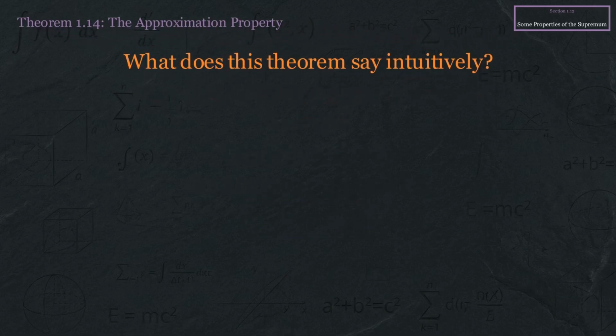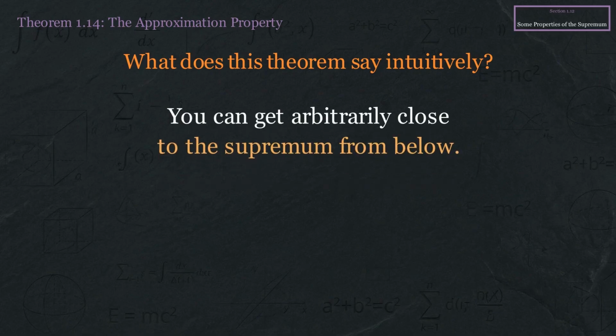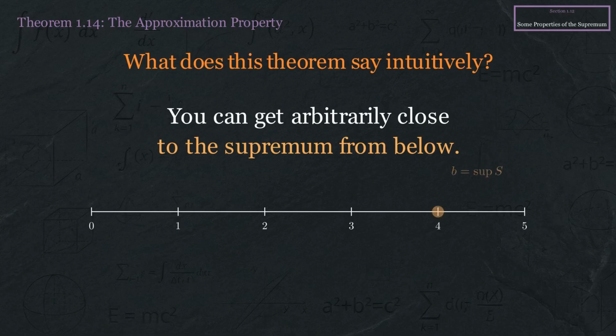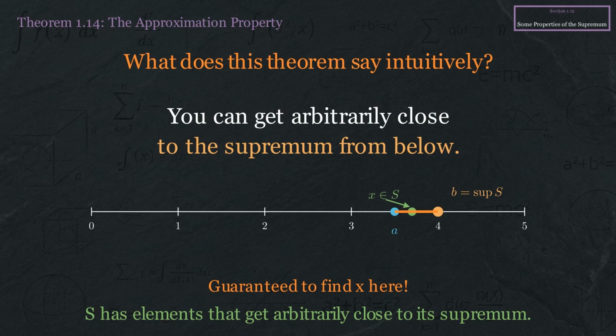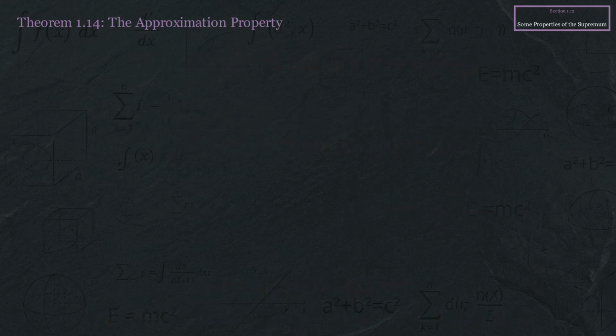What does this theorem say intuitively? It says you can get arbitrarily close to the supremum from below. If b is the supremum, and you pick any number a that's less than b, no matter how close to b, there's guaranteed to be an element of S that's between a and b. The set S has elements that get arbitrarily close to its supremum.